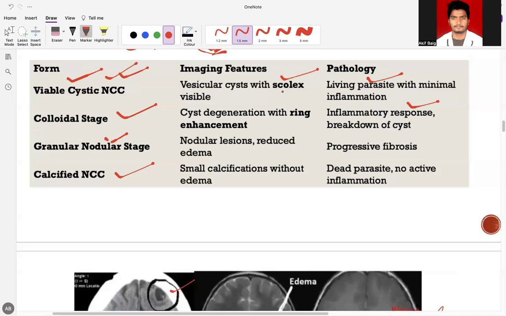Now the scolex is being killed because of the inflammation, so there will be surrounding edema, which is the colloidal stage. Next, there is more and more progressive fibrosis, which will lead to the nodular stage, and next is the calcification.